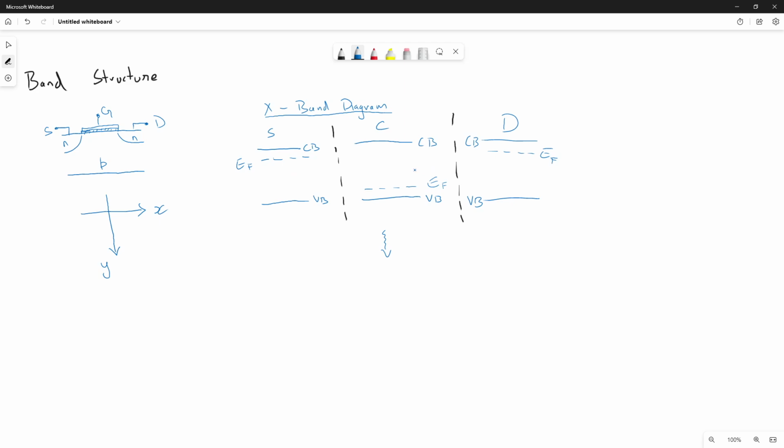The diffusion of charge happens, no? Diffusion of charge carriers. After all of that, equilibrium has been attained.